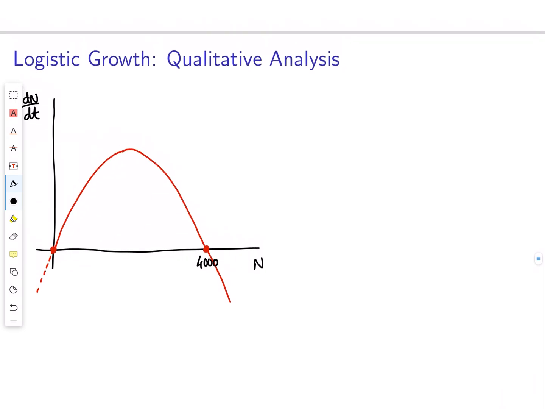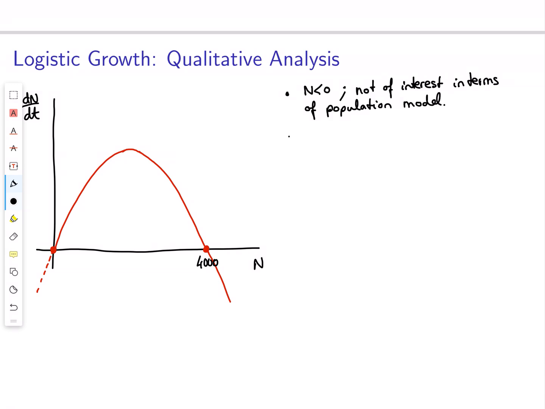And now we're going to analyze the sign of dN/dt. So certainly when N is less than 0, we can actually just discard that, because in the context of a population, N being less than 0 means that we have a negative number of individuals. That is nonsensical. So this is not of interest in terms of a population model.